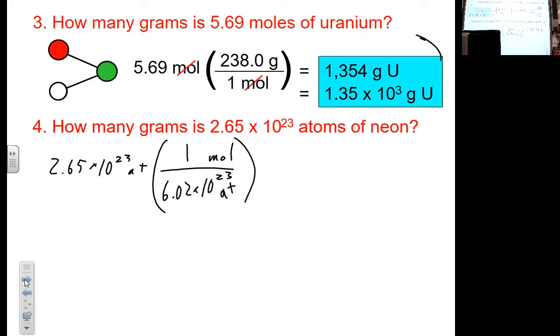Now, if I stop there, what would my answer be in? Moles. Is that what the question wants? No. So we got to take another step, right? I'm gonna draw another fraction. Where am I gonna put moles? On the bottom. And this time now I can go straight to grams. 1 mole. How many grams in a mole of neon? Neon is Ne.